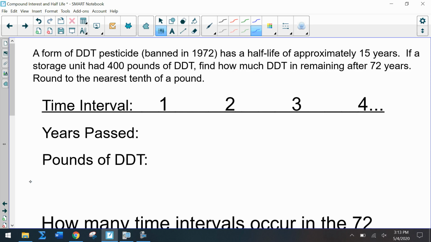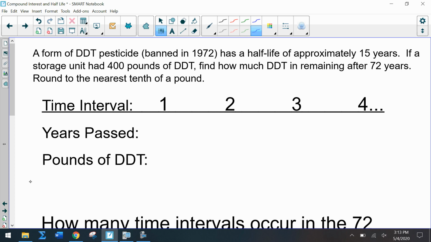A form of DDT pesticide was banned in 1972. DDT was used on particular crops in the 50s and 60s, and then we realized how dangerous it was, so it was banned. But it was still in the air and in the soil. It has a half-life of approximately 15 years. That means after 15 years, half of that substance had decayed.